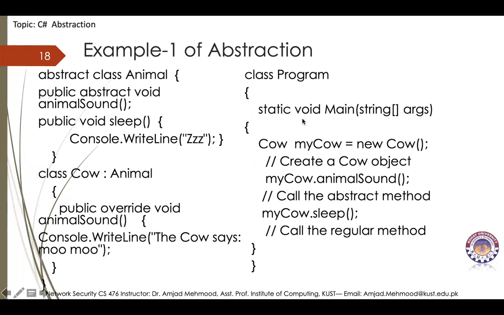So now you are creating an object of the Cow class, as we have already studied that you cannot make an object of the Animal class. As this class is abstract, you are not allowed to create an object of your abstract class. So only child classes have objects. Here you can see myCow.animalSound. This is how the binding is performed, and now we are calling myCow.sleep. This is how the method will be called.